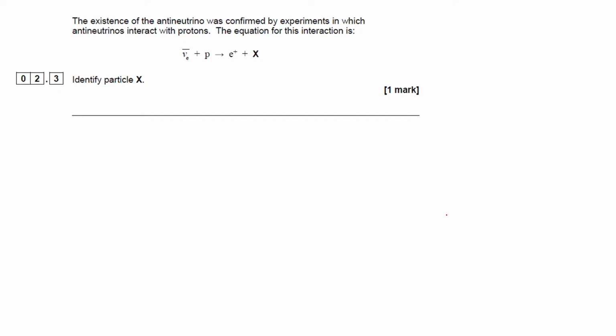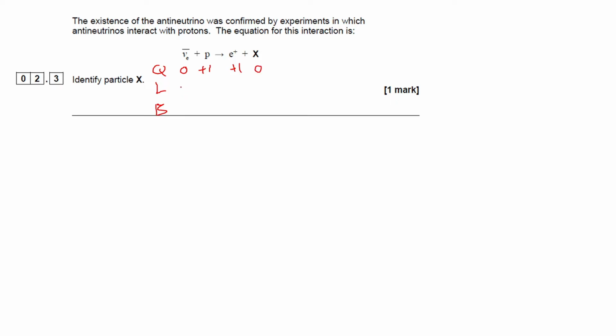In this question, we have to identify this missing particle, and with any of these interactions, it's always a good step to write down the properties of each particle, thinking about its charge, the lepton number, and the baryon number. You just assign values using your data sheet. A neutrino is not charged, a proton has a +1 charge, this positron has a +1 charge, and therefore, thinking about the conservation of charge, this missing particle has to have 0 charge.